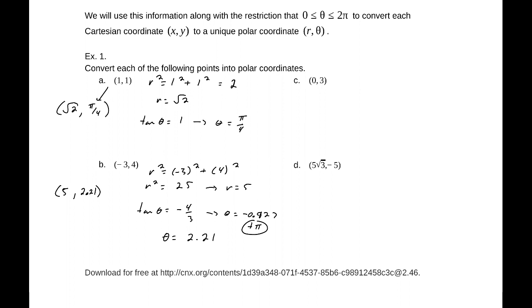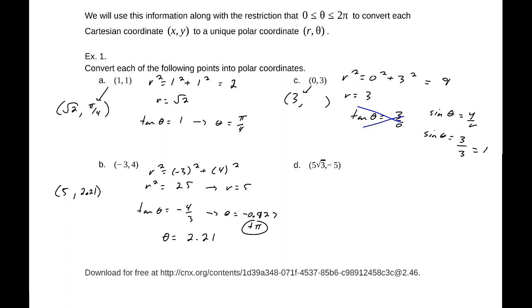All right, C, we'll take 0, 3. R squared equals 0 squared plus 3 squared, which is going to be 9, which makes r 3. And then we'll take our tangent theta equals 3 divided by 0. And this is where we cannot actually use our tangent. So let's take what we know about r. I'm going to go ahead and take the equation sine theta equals y over r. So our y coordinate is 3. Our r we found is 3, which makes theta equal to pi over 2. So our point is 3, pi over 2.